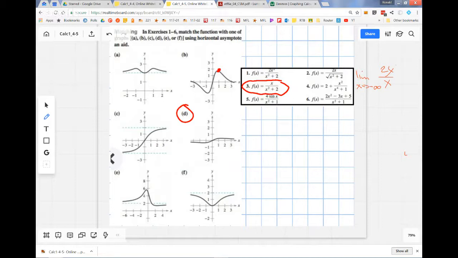Okay, so now we can eliminate C. Because you see how that graph is approaching 2 to positive infinity, but it's approaching negative. Now, that's not it. A could still work. E could still work too. Do you see how this is approaching 2 from the right and it's approaching 2 from the left? So it could be one of those. It could also be F. All right, so you see how we're narrowing it down. Let's see, what else can we do?